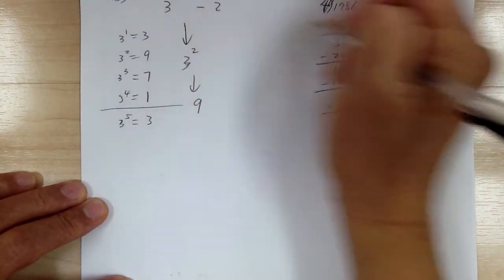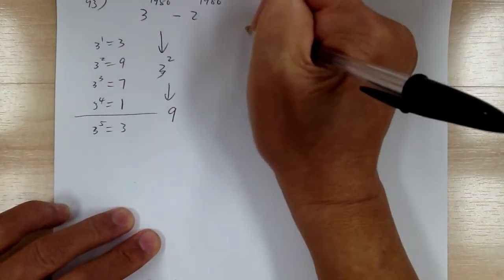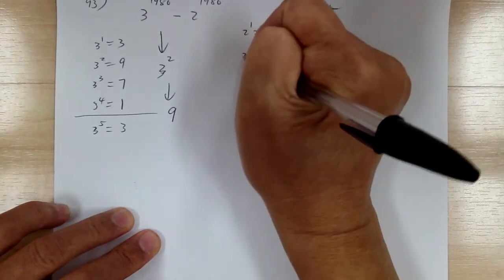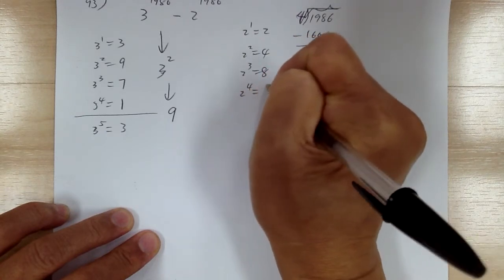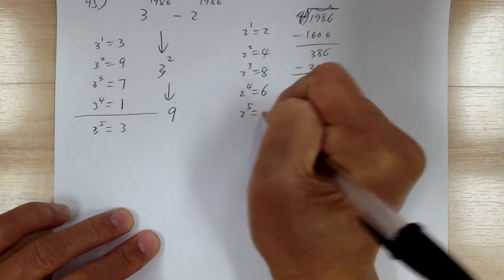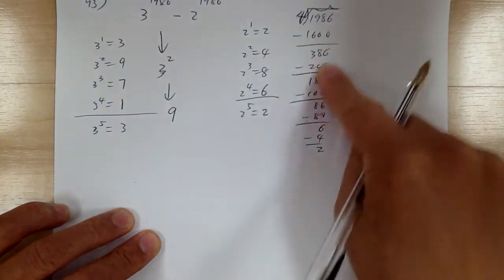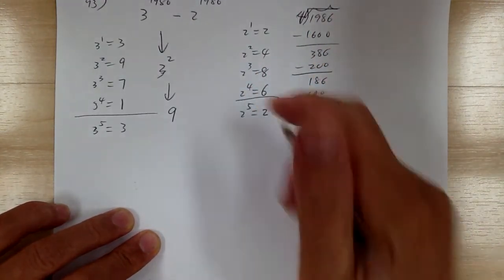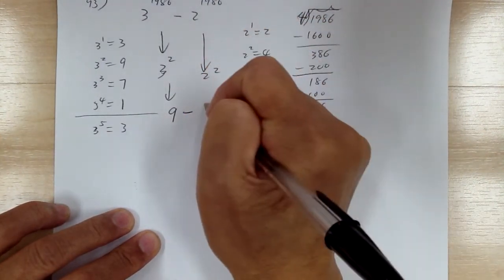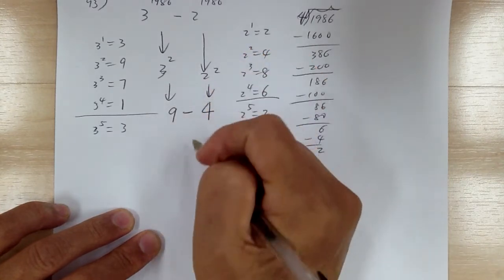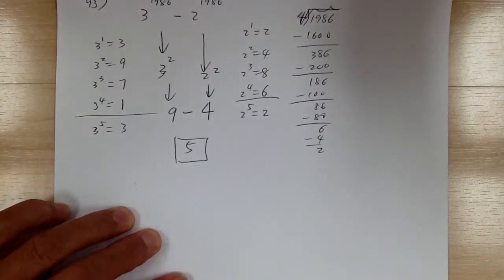Now I'm going to do the 2. 2 to the 1 equals 2, 2 to the 2 equals 4, 2 to the 3 equals 8, 2 to the 4 equals 16, so write 6. 2 to the 5 equals 32. Again, notice it's a cycle of 4. So from here, we know that with cycle 4, you're going to end up at 2, so this is the same as 2 to the 2, and so it'll be a 4. When you subtract, you're going to get a 5. So this is kind of a little bit long.